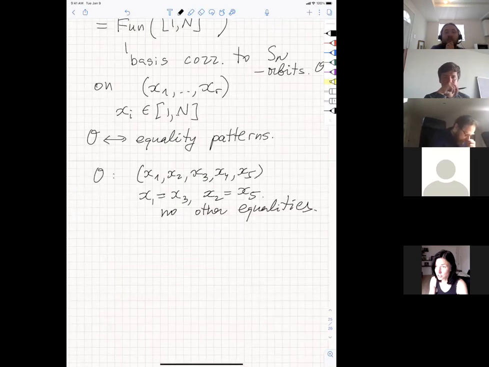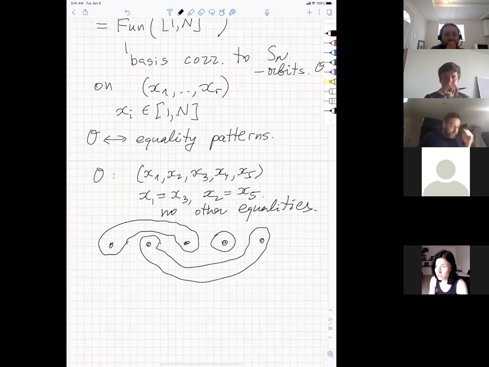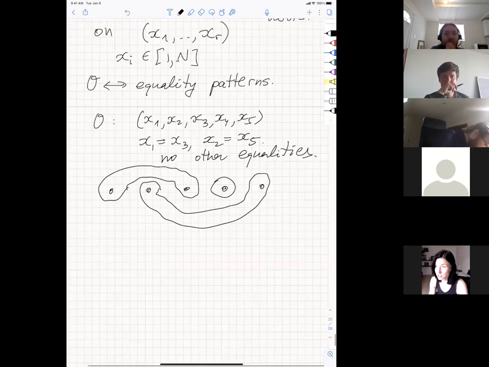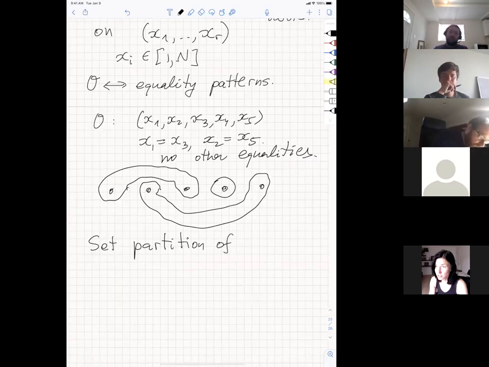There are orbits like that. If I draw a picture, x1 is equal to x3, and x2 is equal to x5, and then there is x4 which is on its own. What this is, is a set partition. So I partition my set of 1 through r, the entries of this vector, into subsets according to the equality pattern, which are level sets of my function.